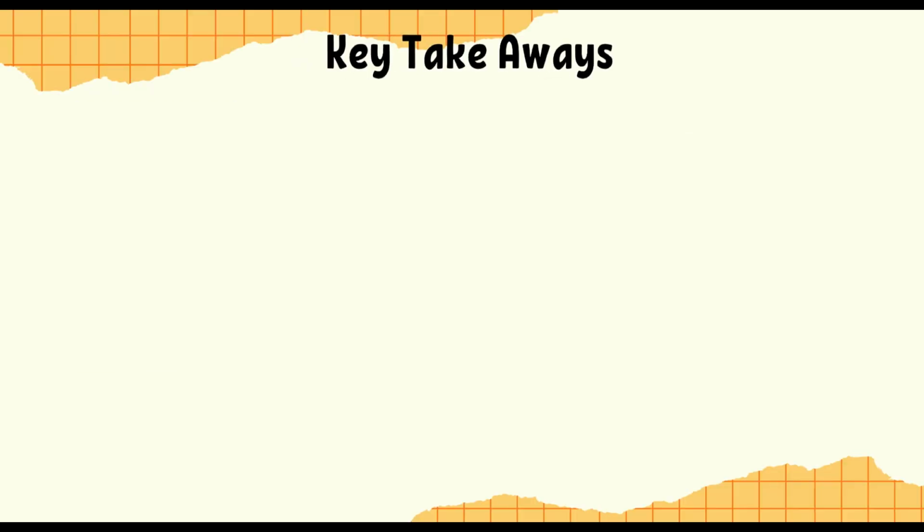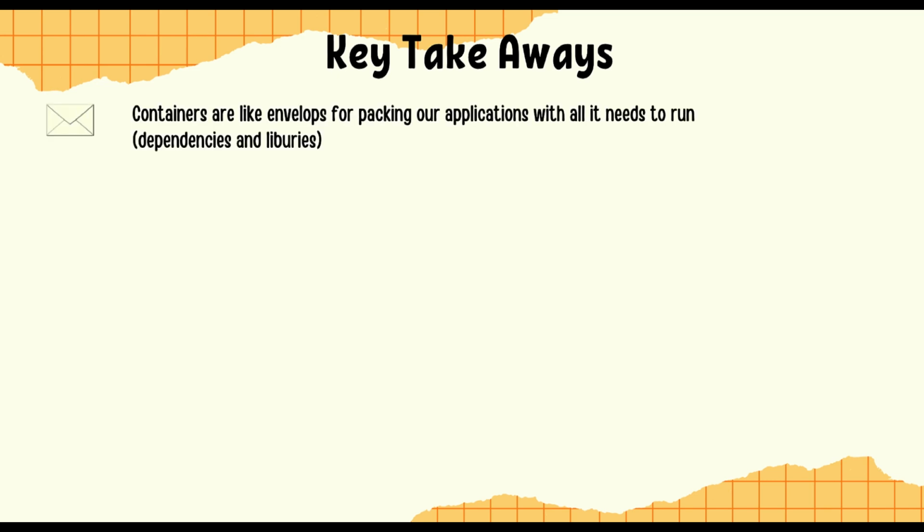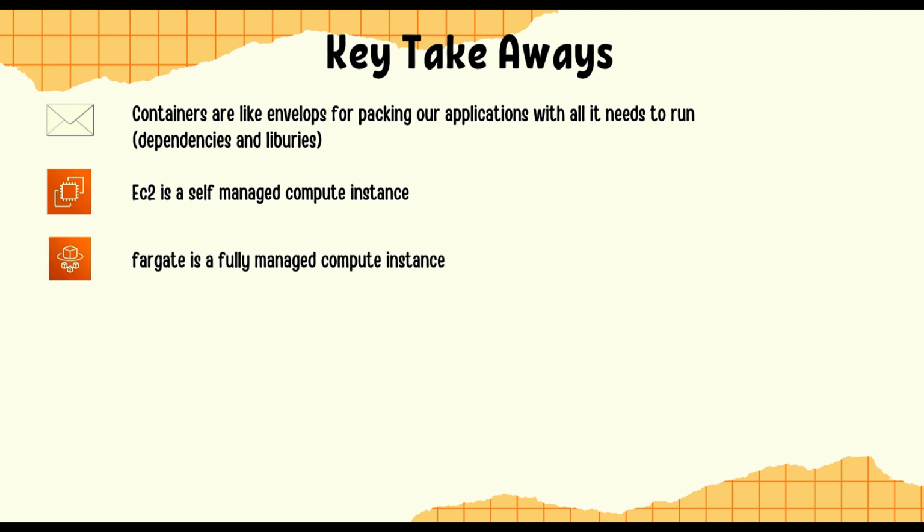Some key takeaways. Containers are like envelopes for packing our application with all it needs to run. These include your dependencies and libraries. EC2 is a self-managed compute instance offered by AWS. Fargate is a serverless compute instance offered by AWS.